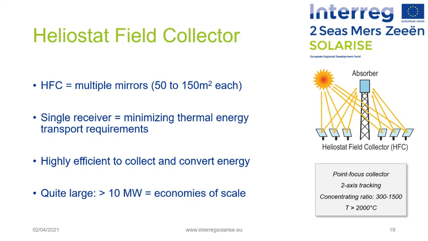Central receivers have several advantages. They collect solar energy optically and transfer it to a single receiver, thus minimizing thermal energy transport requirements. They typically achieve concentration ratios of 300 to 1500 and so are highly efficient both in collecting energy and in converting it to electricity. They are quite large, generally more than 10 megawatts, and thus benefit from economies of scale.